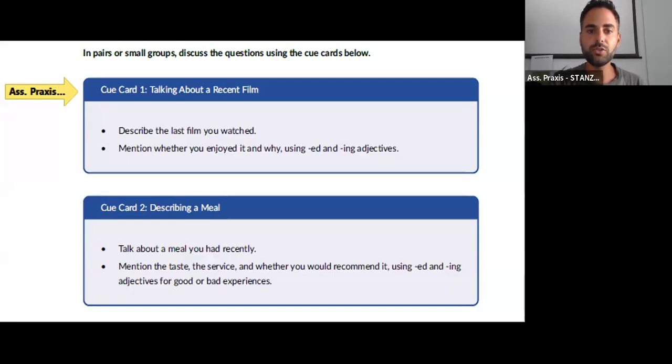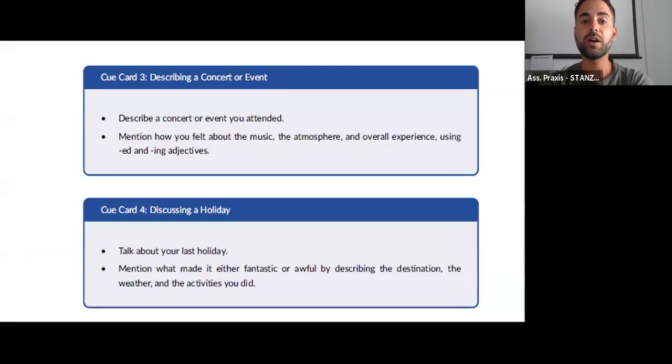Then cue card 2, describing a meal. Talk about a meal you had recently, mention the taste, the service, and whether you would recommend it, using -ed and -ing adjectives for good or bad experiences. We have some more going down. So cue card 3, describing a concert or event.